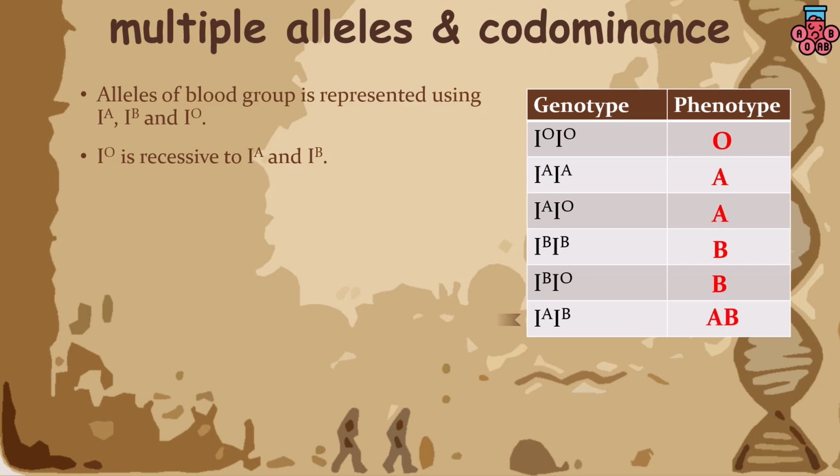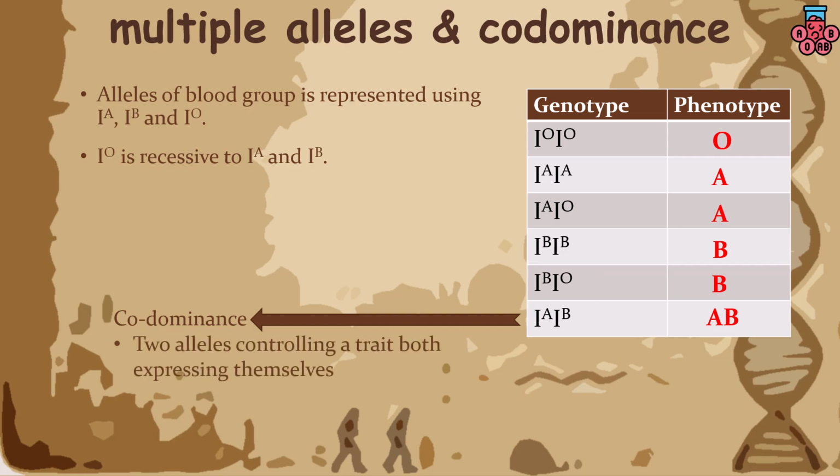AB blood group is an example of codominance. This is where two alleles controlling a trait, in this case the blood group, both express their phenotype, resulting in AB blood group, where the red blood cells have both A and B antigens. It must be noted that in cases where an intermediate trait is expressed, such as grey mice from white and black parents, it is known as incomplete dominance.